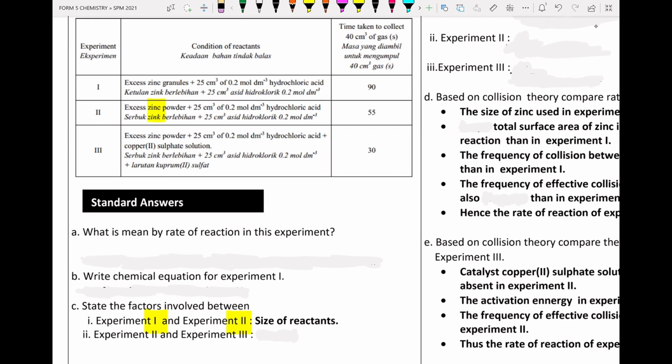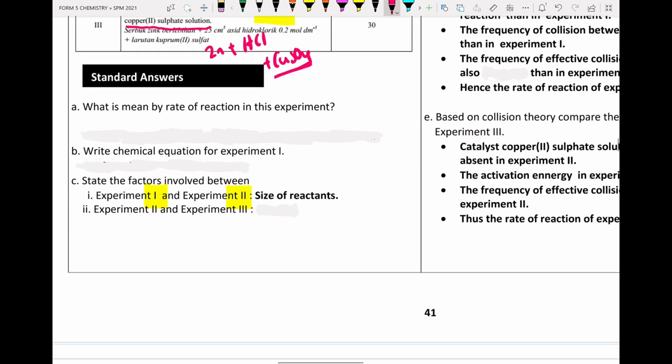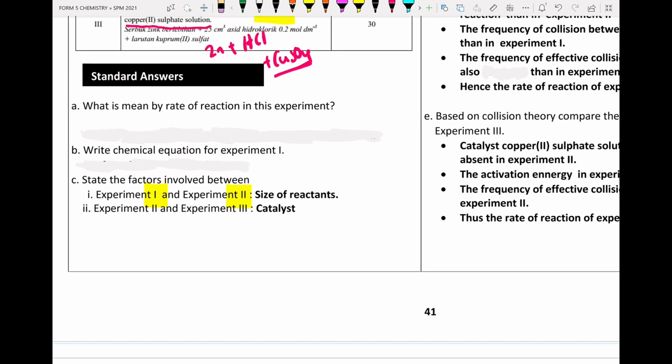Experiment 2, they use zinc powder and hydrochloric acid. Here also zinc powder, hydrochloric acid, the concentration same, but they add additional copper 2 sulfate. So we have copper 2 sulfate here. So this will be the catalyst factor. We can check your copper 2 sulfate solution. That means in experiment 3, they use zinc with hydrochloric acid, and they add copper 2 sulfate solution. This will be catalyst. So experiment 2 and 3 will be catalyst.